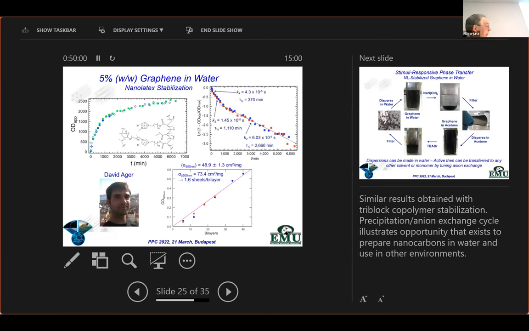Okay, let's switch back to graphene. And so I showed you some data using the polyurethane. Here we're using the nanolatex, and this work was done by another undergraduate, David Eger, working for BSF.